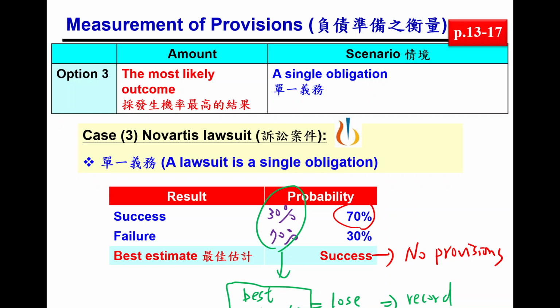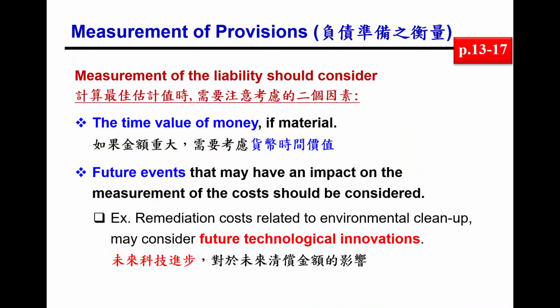Okay. So usually we have three options to try to estimate our amount, how much for our provisions. Any questions? Okay, no problem. Then let's look at.